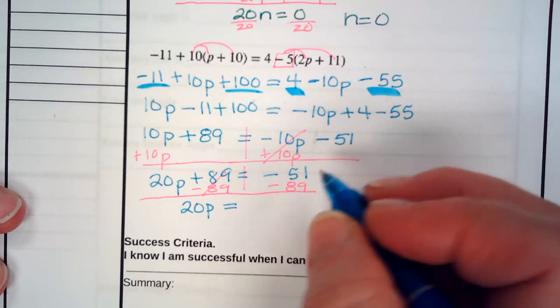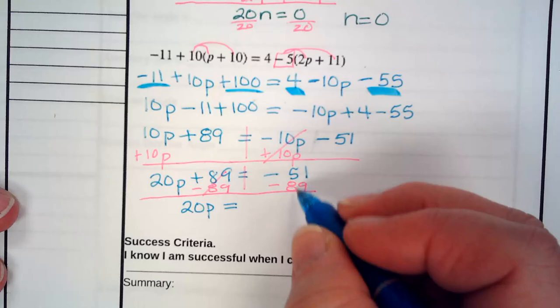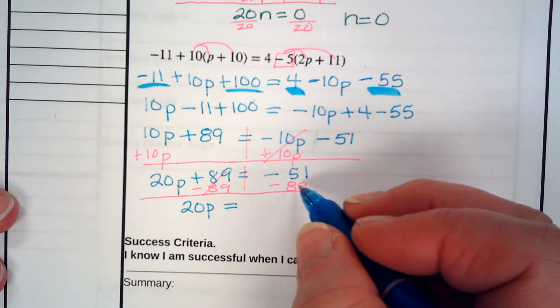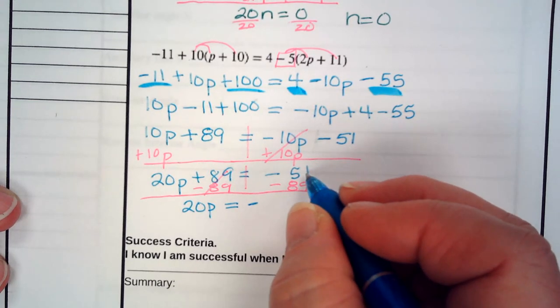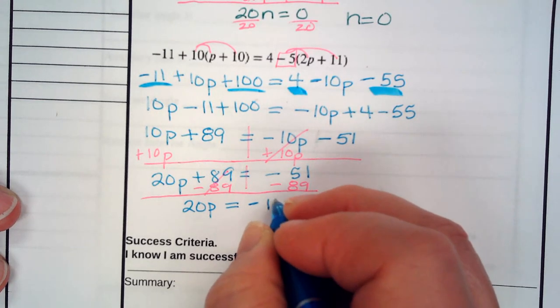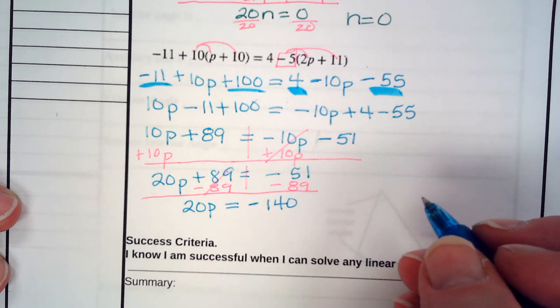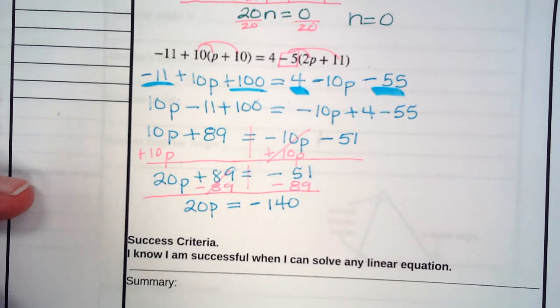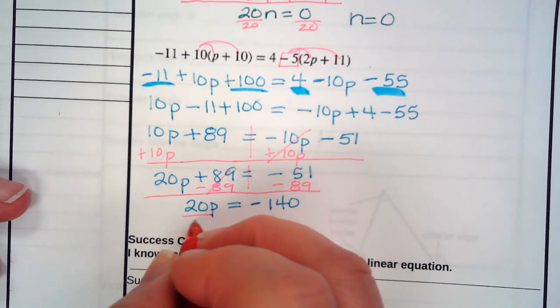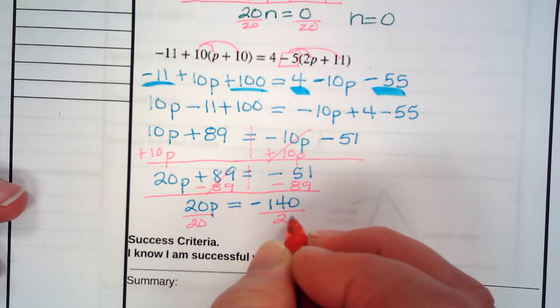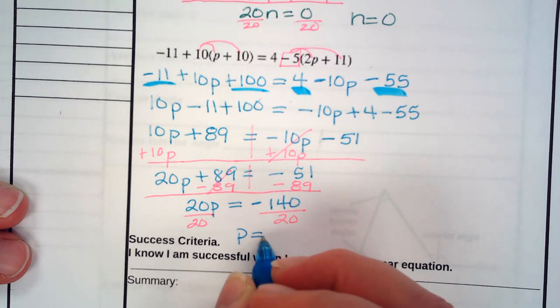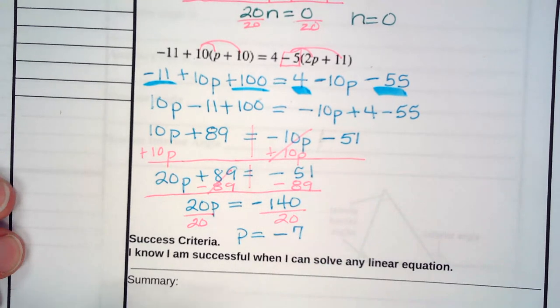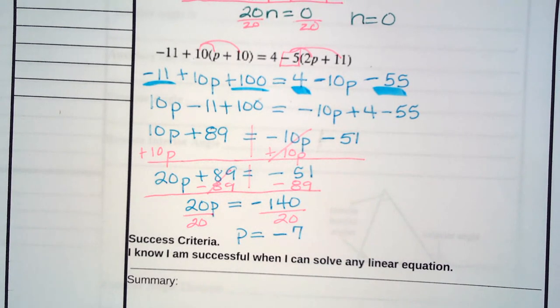20p is equal to, okay, these are both negatives. I'm adding them together. So this will be negative 51 plus 89 is the same as 50 plus 90, which is 140. Last step, divide by 20. And p is equal to negative 7. Negative 7 times 20 is negative 140.